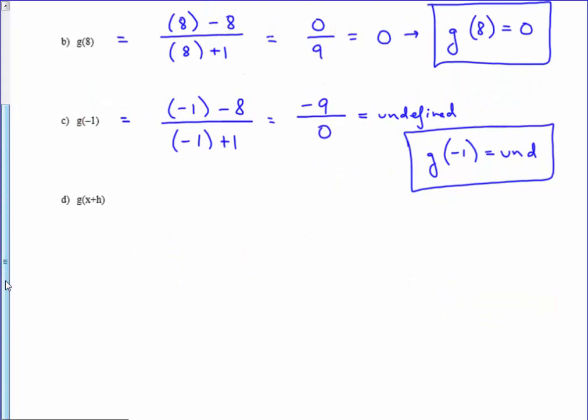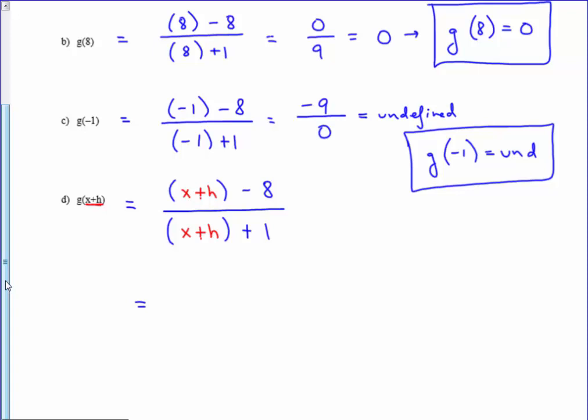The last example is a little bit different because it is asking you to evaluate the function at another set of variables. So it's basically saying in the original problem where the x was, substitute not x, but x plus h. So the original problem was stuff minus 8 over the same stuff plus 1. And then in place of where the x was, you'll put instead x plus h. X plus h.